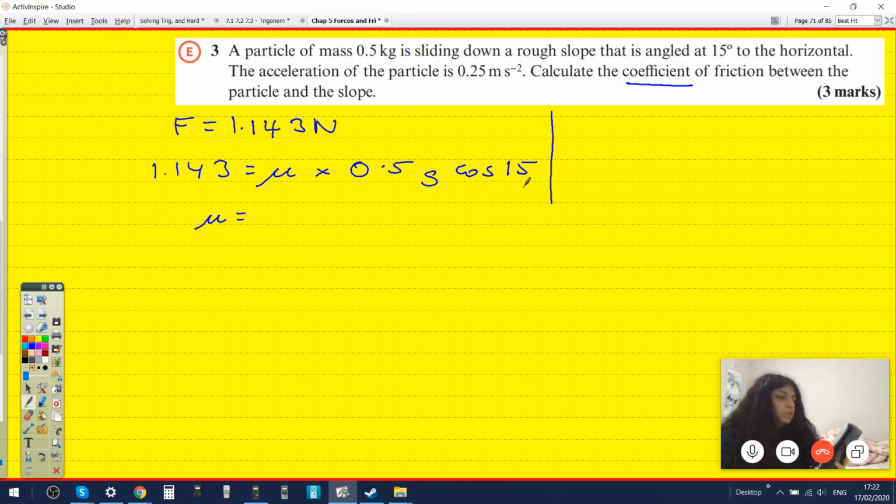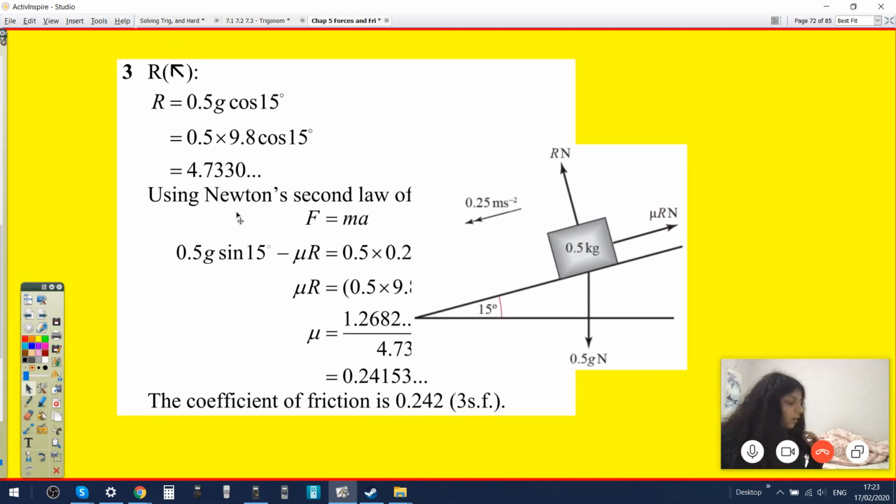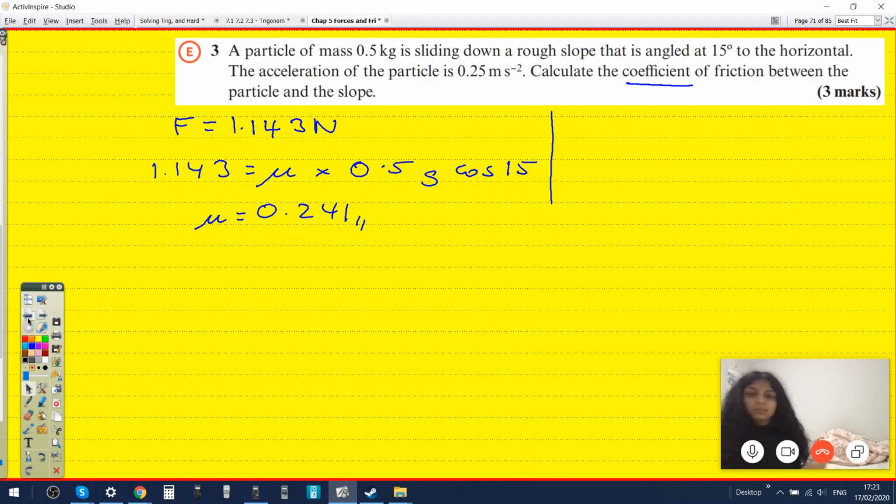0.241. They say 242. Did you round too early? No, I got 0.24149. 241. It's probably because I rounded my friction force. So don't round your friction force.